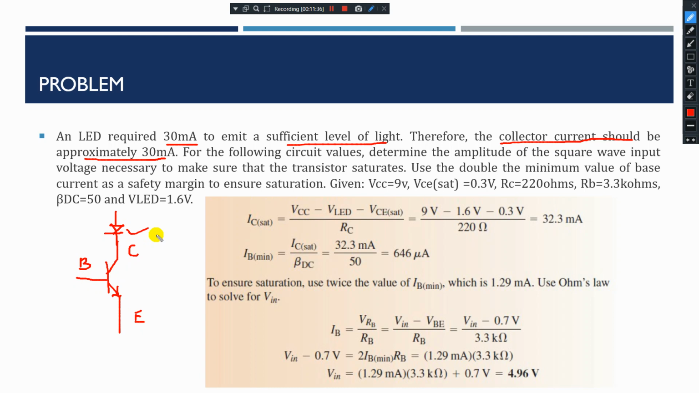For the LED to be in on condition, the minimum current required is 30 milliamps. You should see to it that the collector current will be equal to 30 milliamps, so that the LED will be in on condition. To make this an on condition, or saturation region, use double the minimum value of the base current as a safety margin to ensure saturation. It should be more than 0.7 volt. How 0.7 volt here?